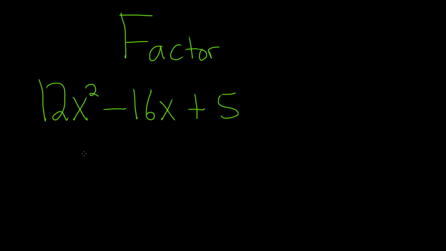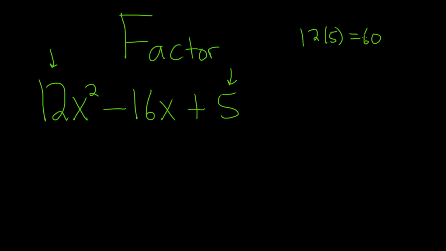In this problem, we're being asked to factor this trinomial. This appears to be a little bit harder, so we're going to do this using something called the AC method. The AC method says that you take this number here, which is your A, so 12, and this number here, which is your C, so 5, and you multiply them. So 12 times 5 is equal to 60.